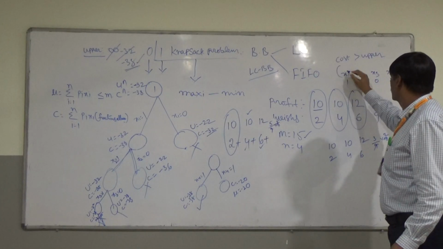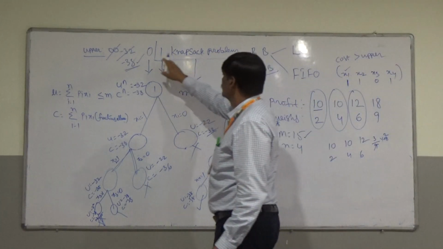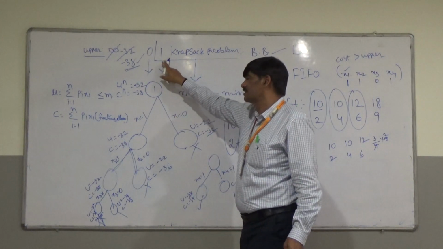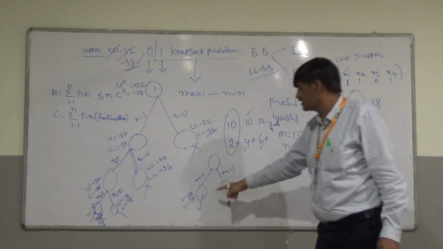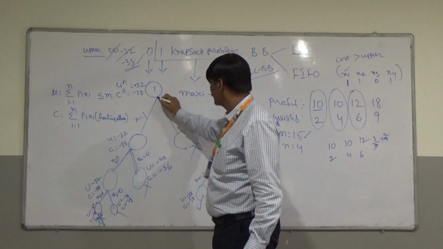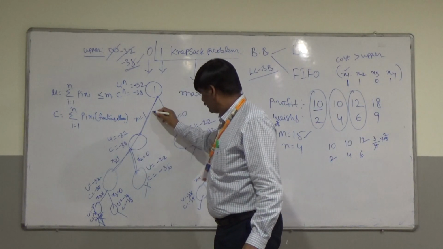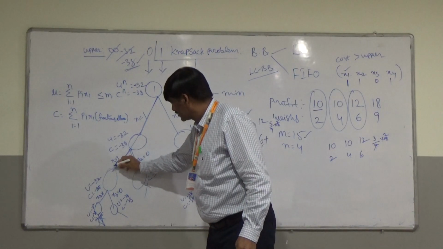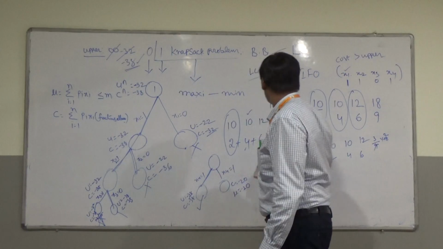So x1 considered means the value is 1. In the 0-1 knapsack, 0 means not considered and 1 means considered. So in this case you got this solution: first x1 is 1 and x2 equals 1, next x3 equals 0 and x4 equals 1. This is the solution.